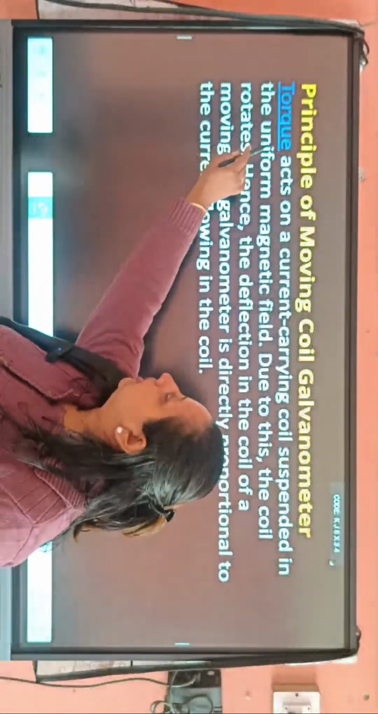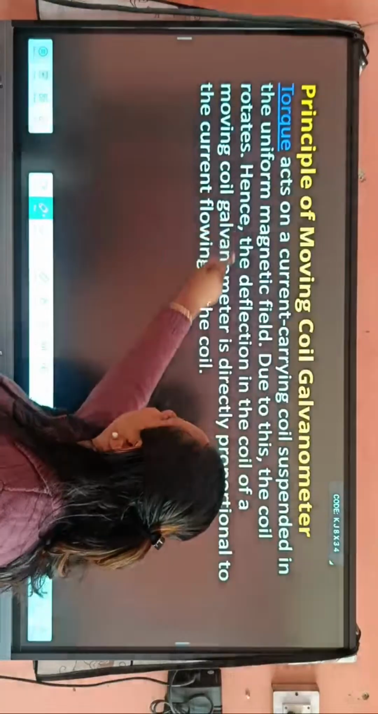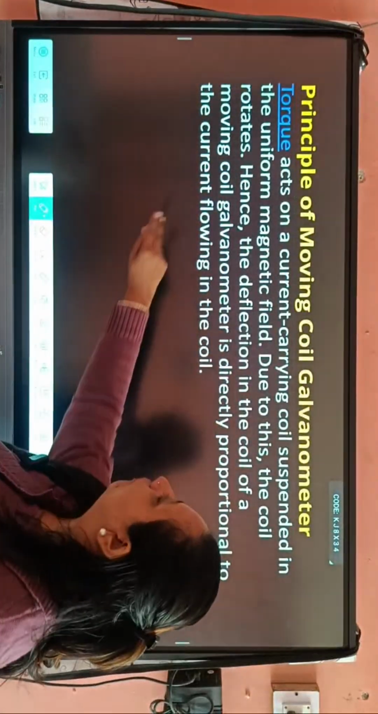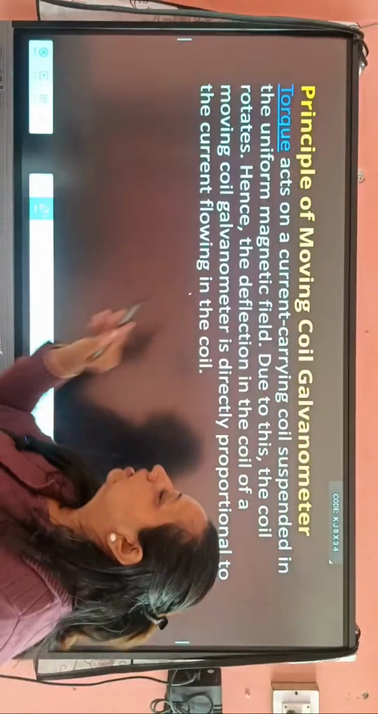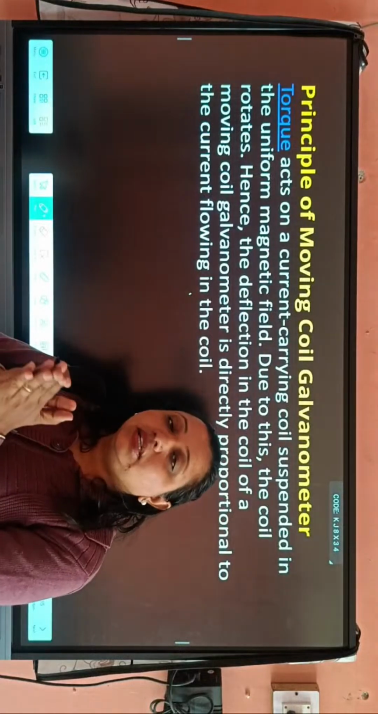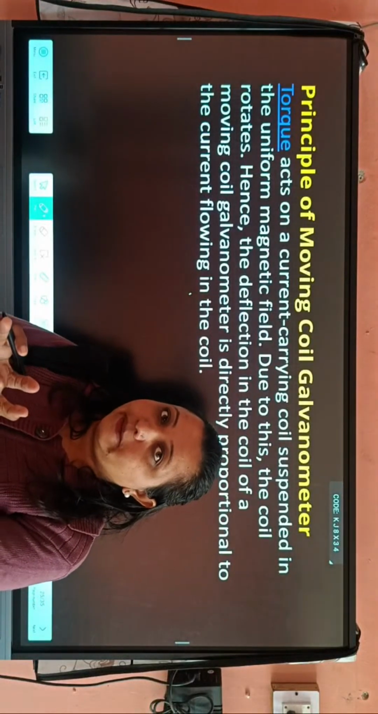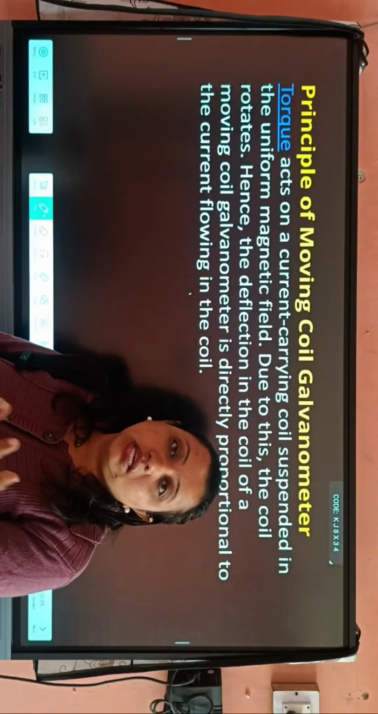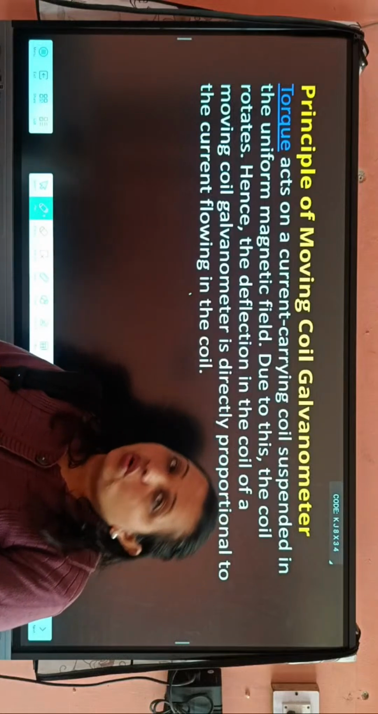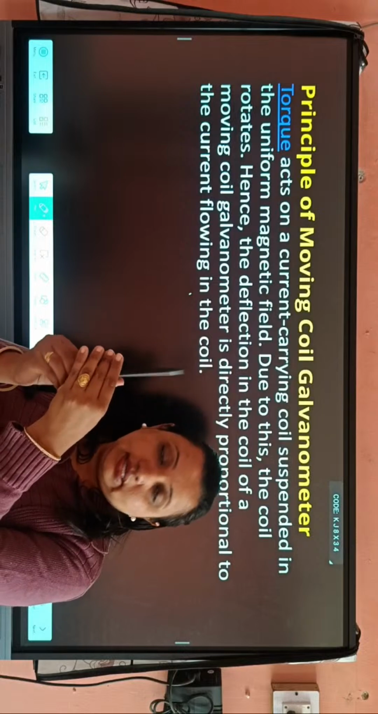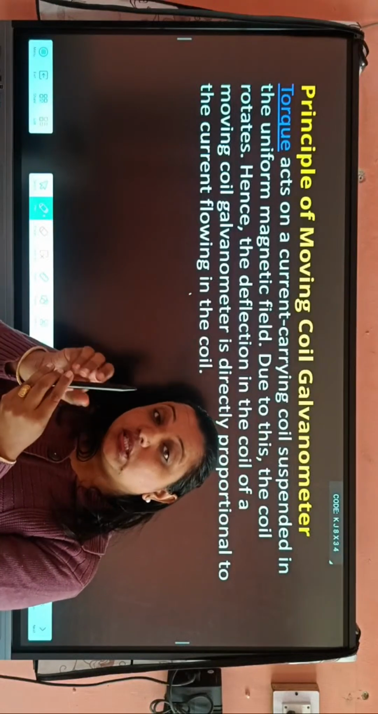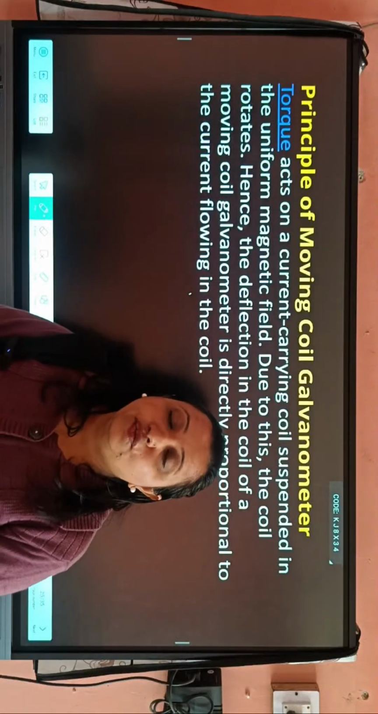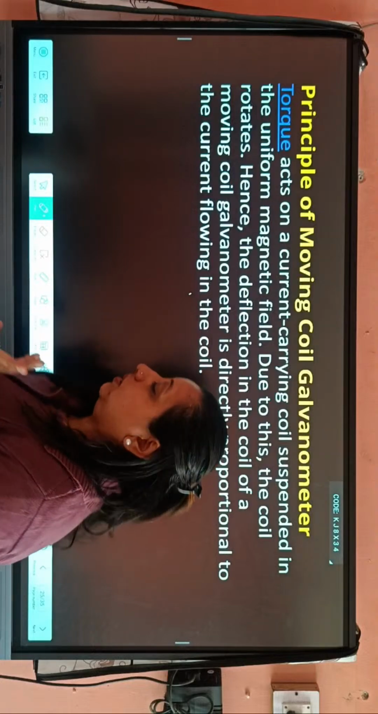So this is the principle. We just saw that torque acts on a current carrying coil suspended in a uniform magnetic field. Due to this, the coil rotates, and hence the deflection in the coil of a moving coil galvanometer is directly proportional to the current flowing. That is, as soon as current passes through the cylindrical or rectangular coil placed in the uniform magnetic field, it becomes a current carrying coil, experiences torque and then rotates. And the angle by which it rotates is directly proportional to the current flowing through that rectangular or cylindrical coil.